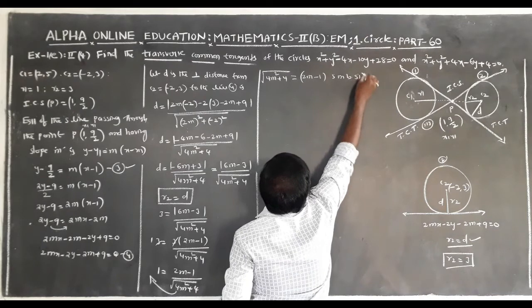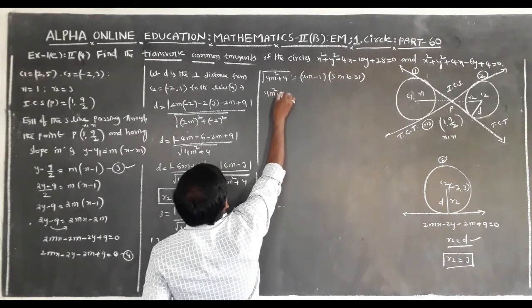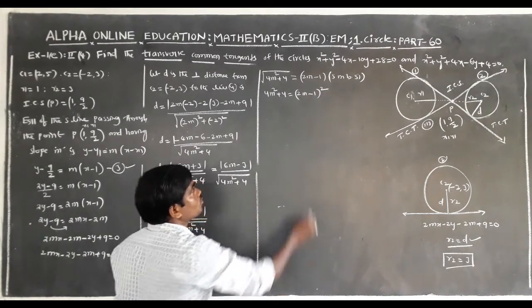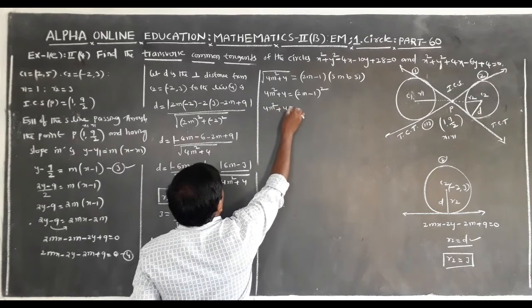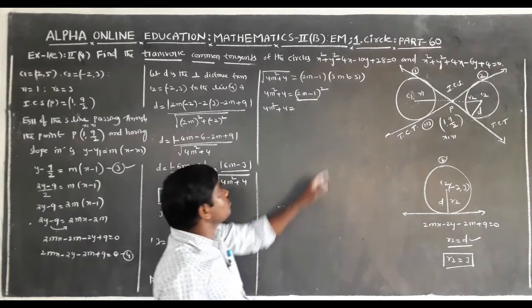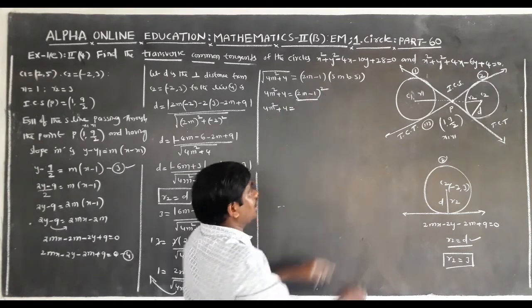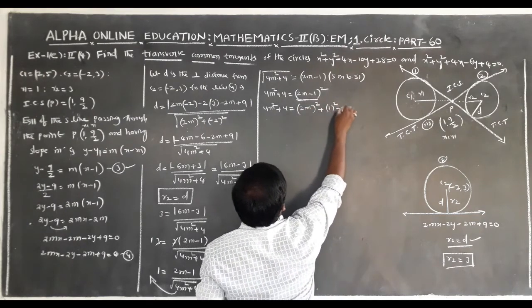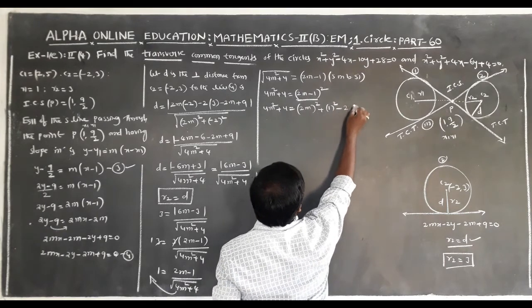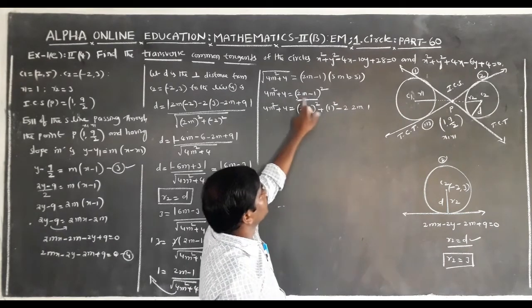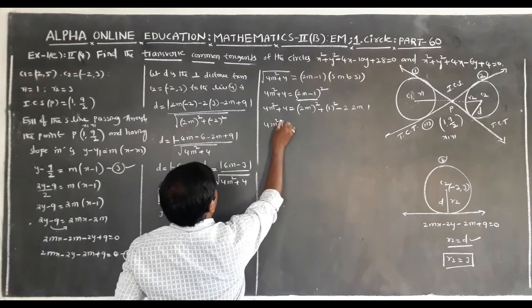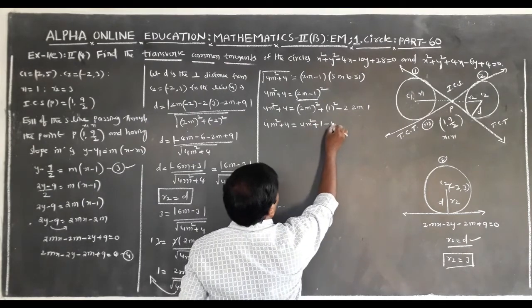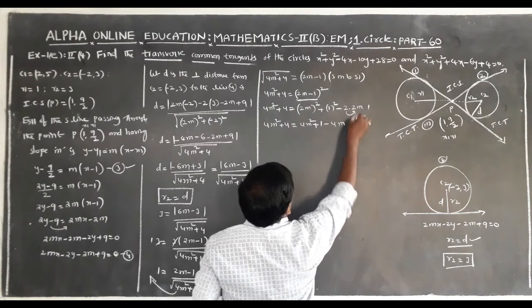Squaring on both sides, 4m square plus 4 is equal to 2m minus 1 whole square. 4m square plus 4 is equal to, here using the a minus b whole square formula, a square, 2m whole square, plus b square, 1 square, minus 2ab, 2 into 2m into 1. 4m square plus 4 is equal to 4m square plus 1 minus 2 2s are 4m.